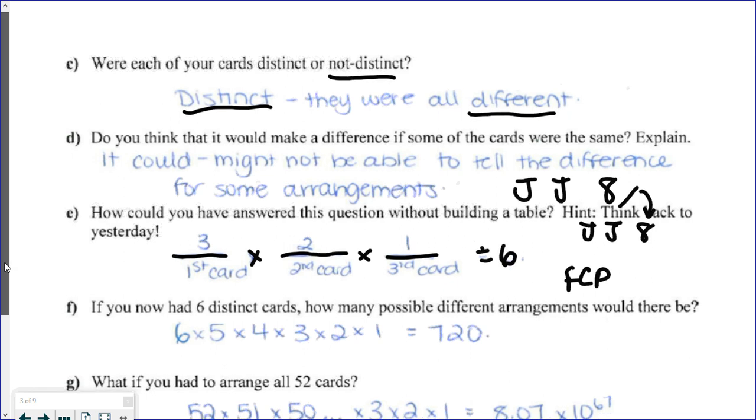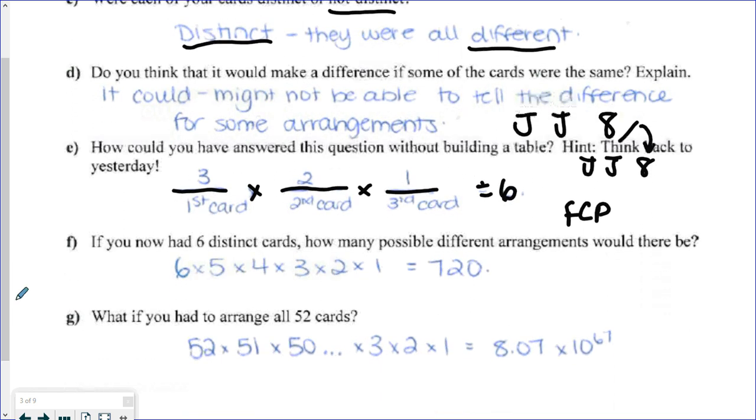So now if I told you to try it with 6 distinct cards, so a jack, a queen, a king, an ace, a 2, and a 3, and make a table, you would get pretty irritated with me pretty quick because there's actually lots of different options. So this one, making a table, is going to take way, way, way too long.